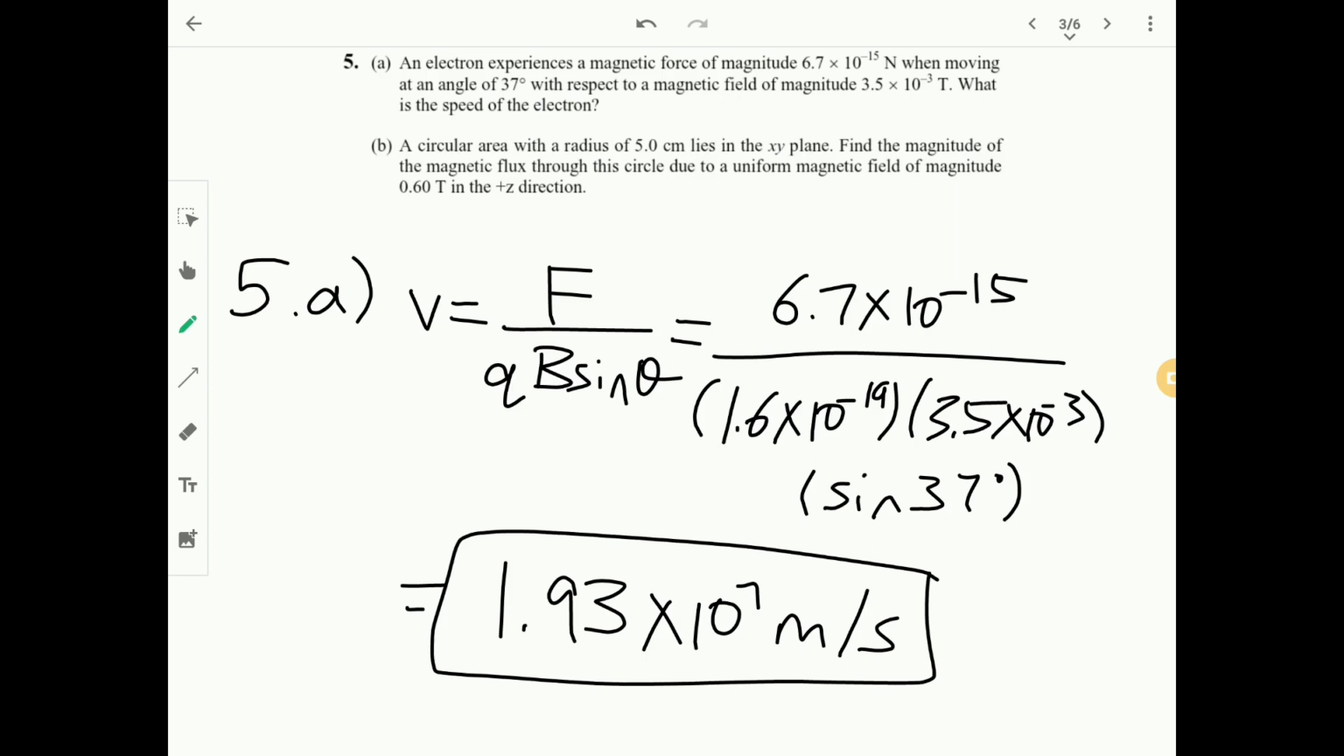So most questions are straightforward applications of the base formula, which is F equals QVB sine theta. And then you have to play around with the variables.